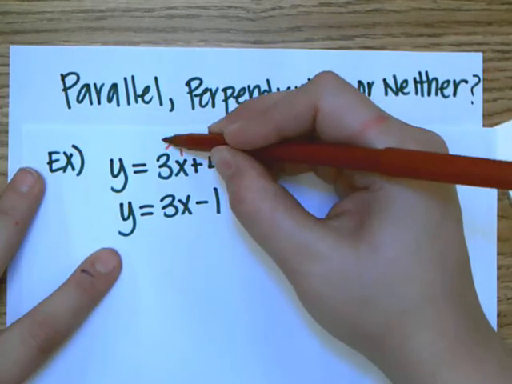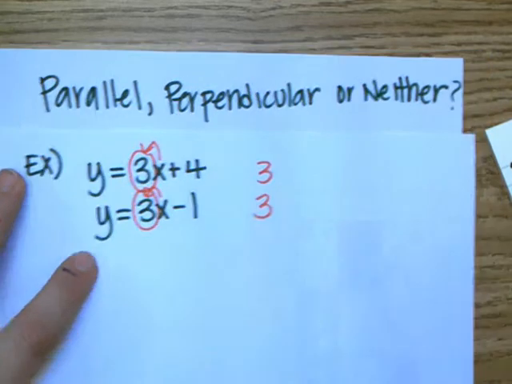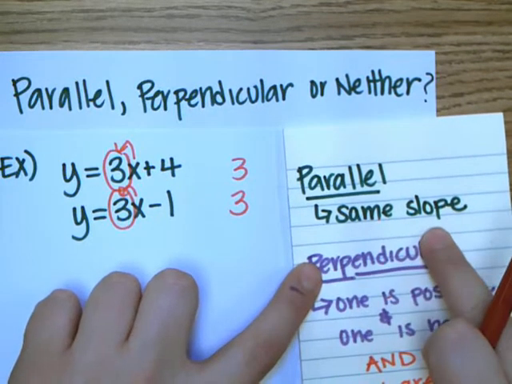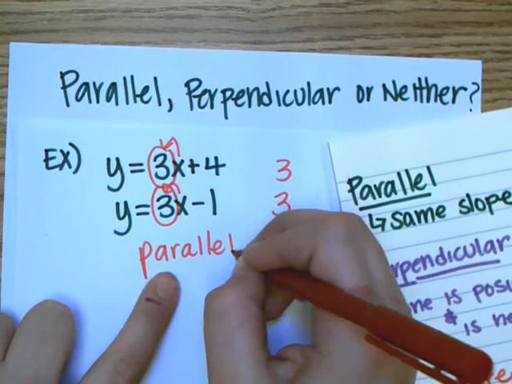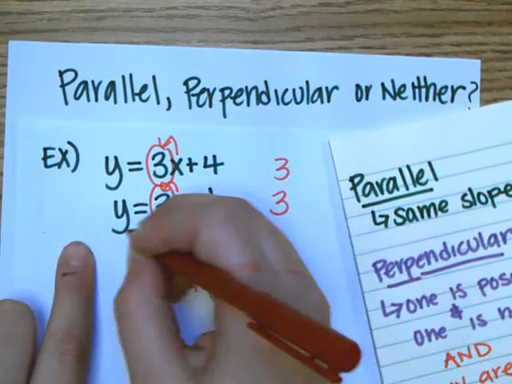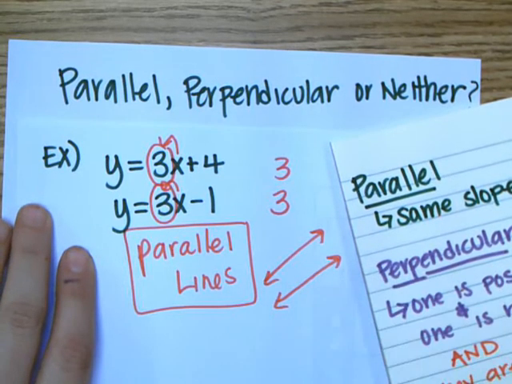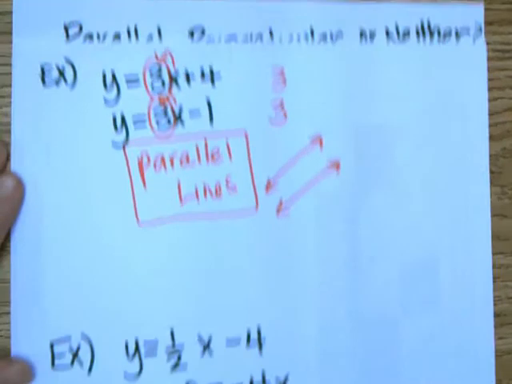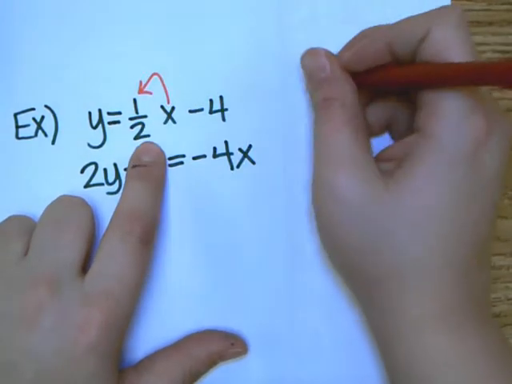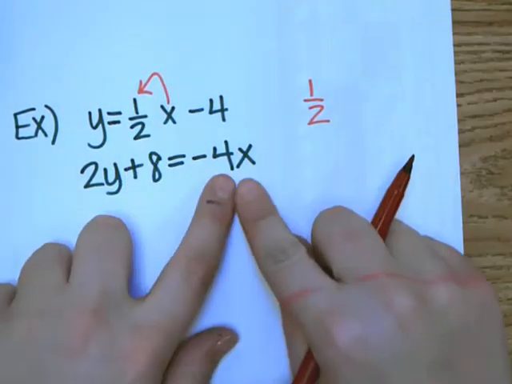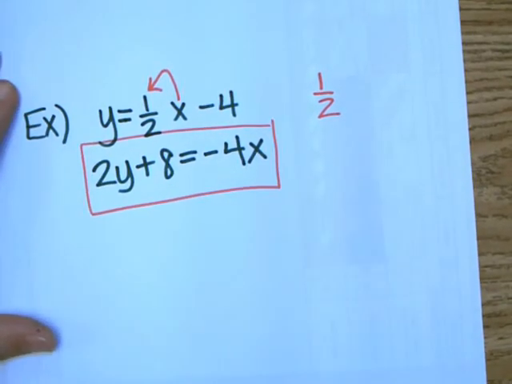Okay, got 2 more examples here. So if we look here, the number in front of x is 3. The number in front of x is 3. So they have the same slope. So these equations, if we were to graph them, would be parallel lines. In other words, they both will not intersect. Okay, last example. So the slope here, the number in front of x is 1/2.